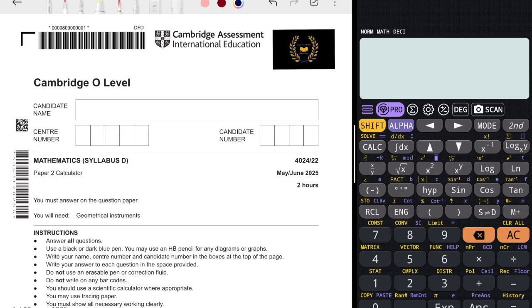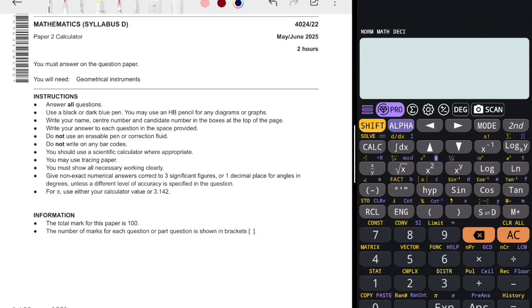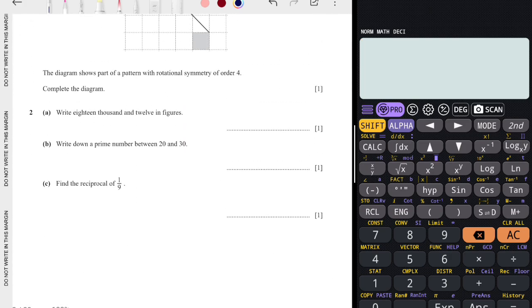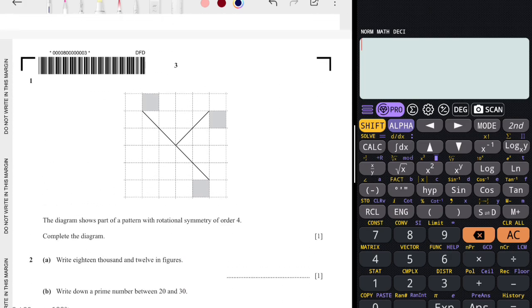Today we are going to solve Cambridge O-Level Mathematics Paper 2 Calculator version May-June 2025. So let us start with question number 1. The diagram shows parts of a pattern with rotation symmetry of order 4. Complete the diagram.